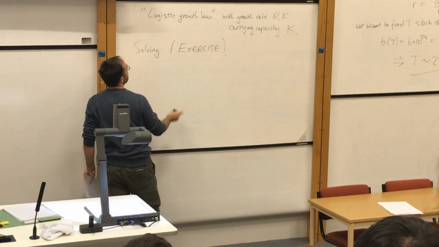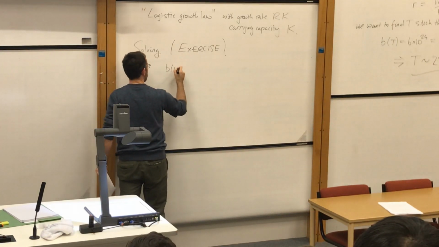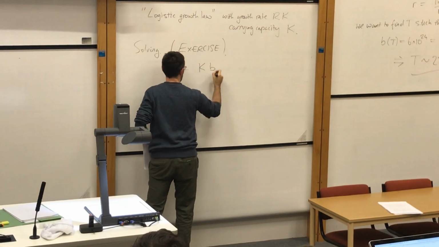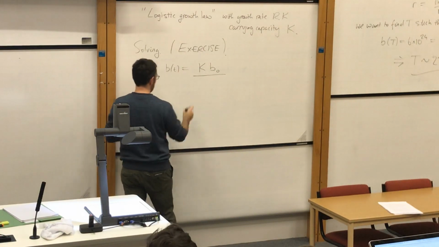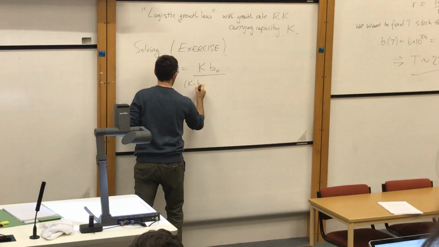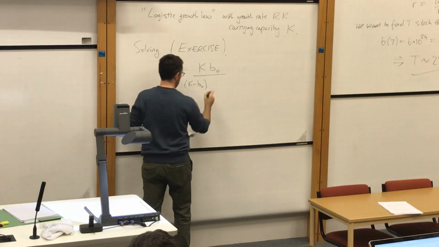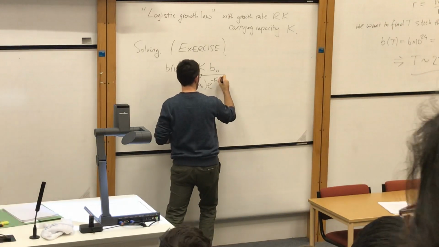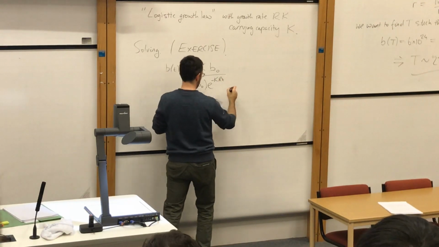Anyway, solving this is going to give basically B of t equal to K B naught over (K minus B naught) e to the minus K R t, plus B naught.